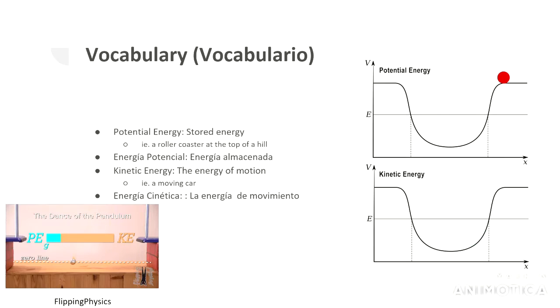Potential energy is stored energy, so this could be like a roller coaster at the top of a hill, or on the image on the right, the ball on the top, the red one. Kinetic energy is the energy of motion, so on the image on the right, this is the ball moving down the hill, or something like a moving car.